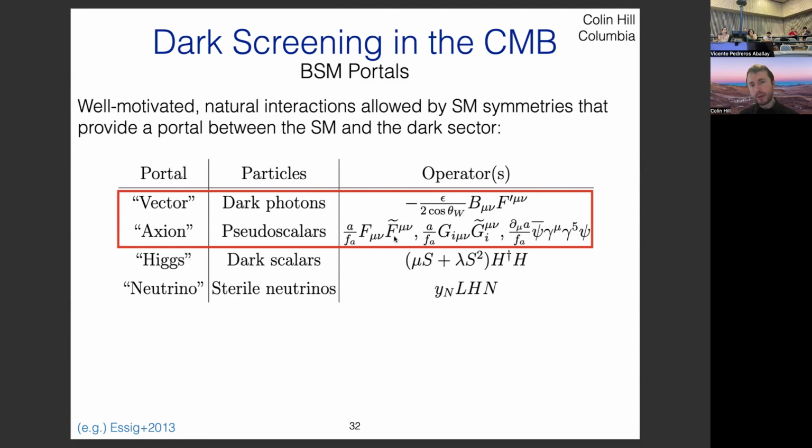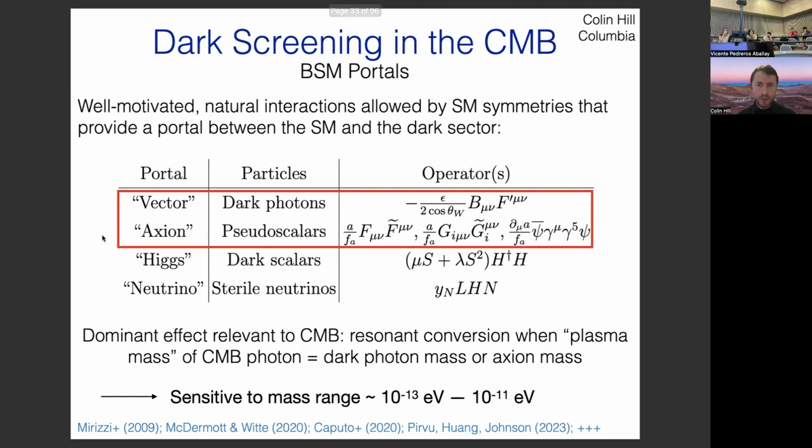The relevant operator that we're going to care about is this Chern-Simons coupling, where you have an axion field and then an F F dual, where this is the usual field strength tensor of E and M. I'll tell you about the physics in more detail in just a second, but the basic idea to have in mind is that when the plasma mass of the standard model CMB photon becomes equal to the dark photon mass in the first case, or the axion mass in the second case, then you can get a resonant conversion that converts the CMB photons into these new states.